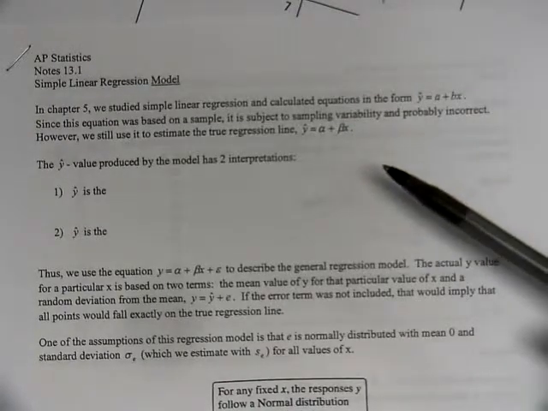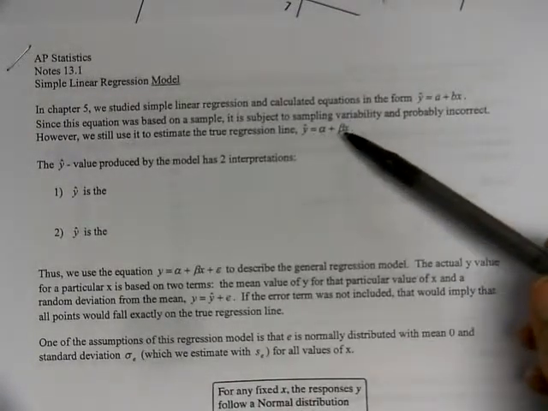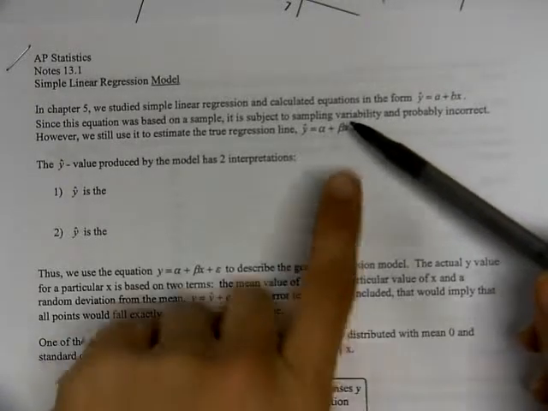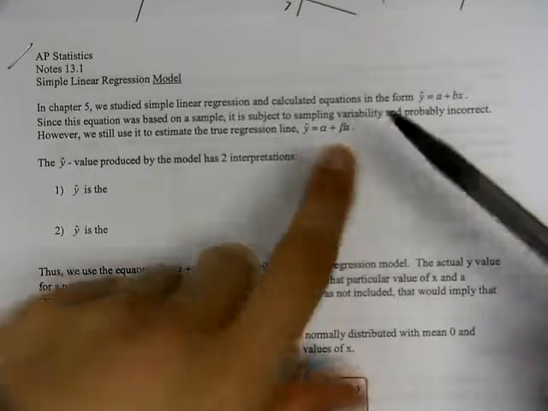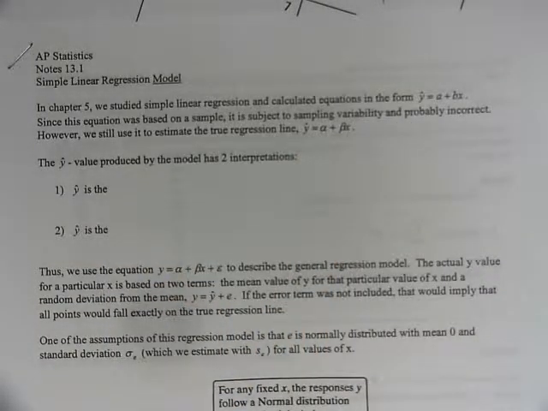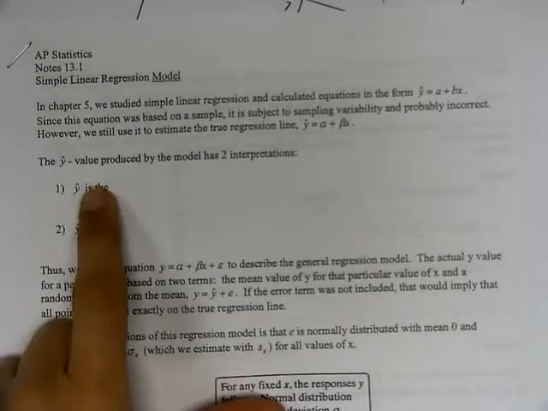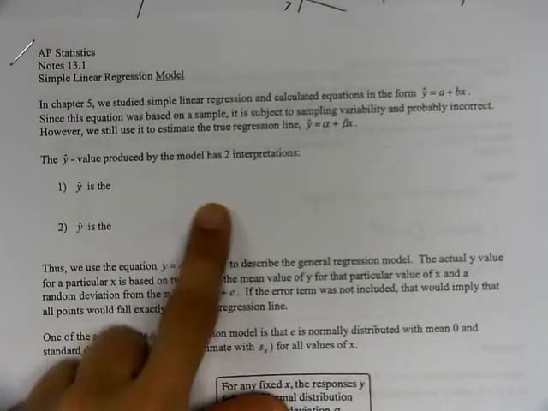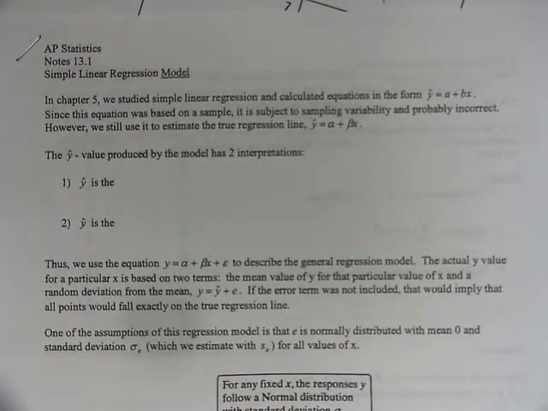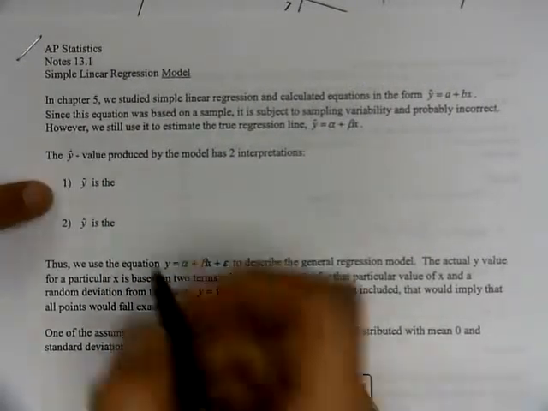Now here's what's also confusing. This alpha and beta are not the alpha and beta we've been working with. It's not like type 1 error, type 2 error. It's just the Greek letters they use for A and B, for slope and y-intercept. So it can get kind of confusing. So the y hat value has two interpretations. One that you've seen before. This is usually what we do.